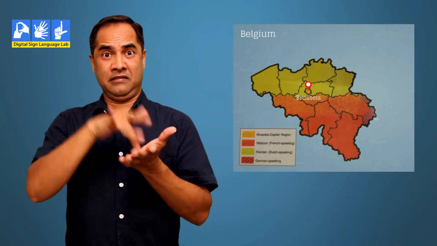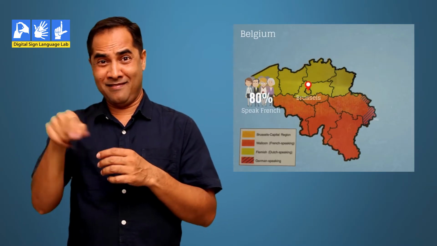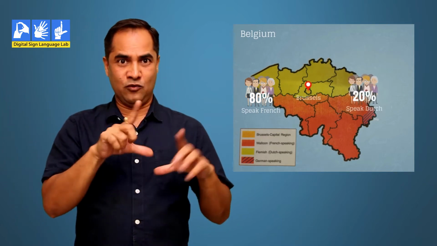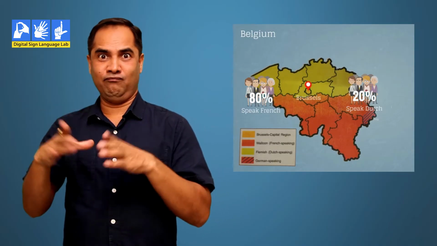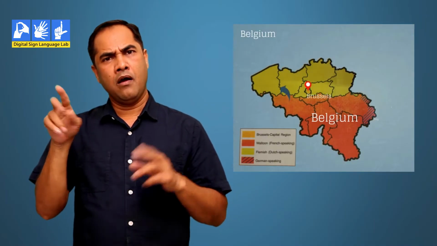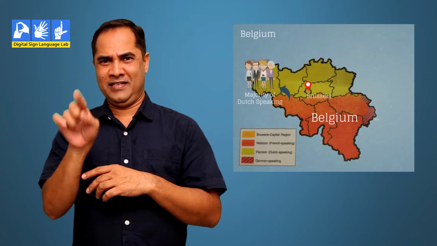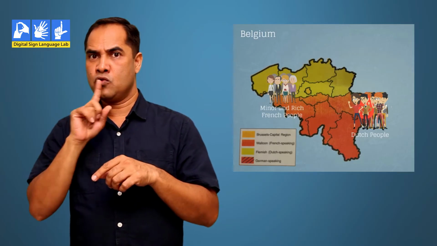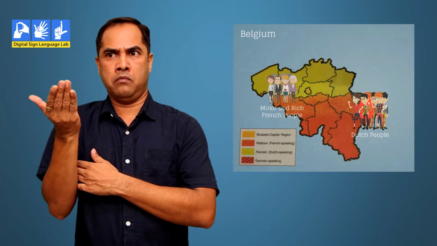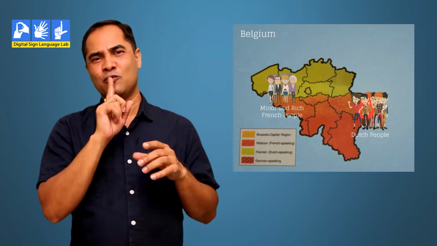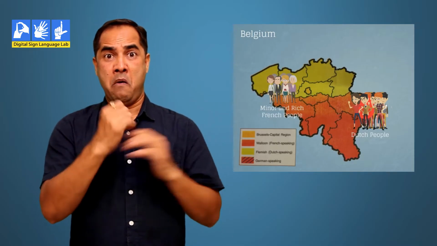In the capital city of Belgium, Brussels, 80% of the people speak French, and the rest, 20%, speak the Dutch language. So you can see here in the capital city, French people are more powerful. Also, French people might be a minority of 40% in the entire country, but they're rich and more powerful as compared to Dutch people, who are the majority of 59%, but they are the lower income class.